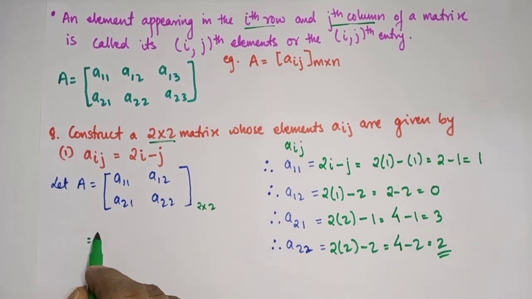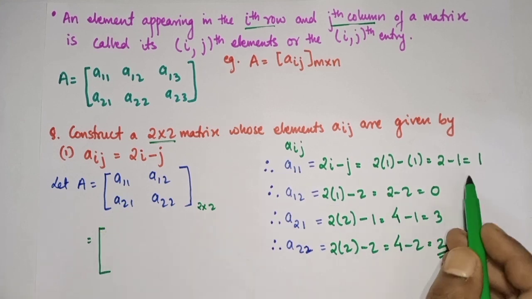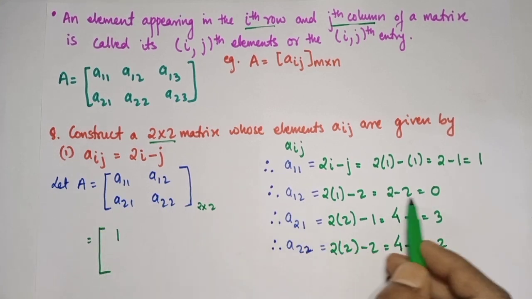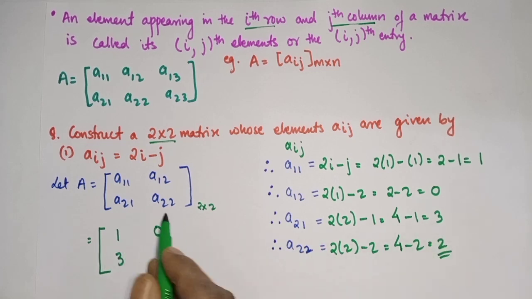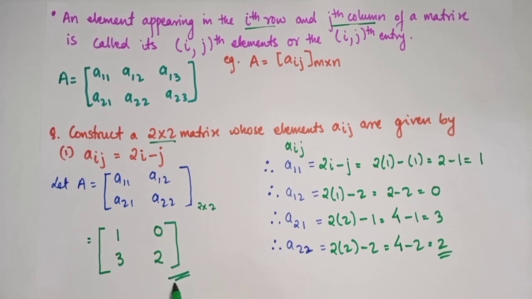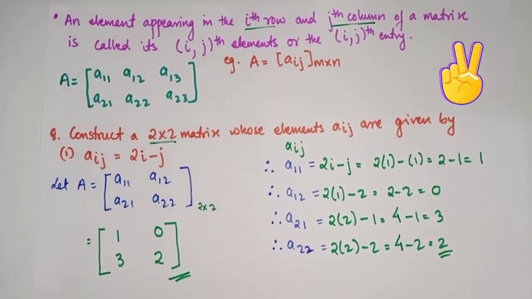Now I'll put the answer. A11, what did I get? 1. A12, how much? 0. A21, how much? 3. A22, how much? 2. So simple, this is my answer. This is only Aij. Hope you are clear with this.